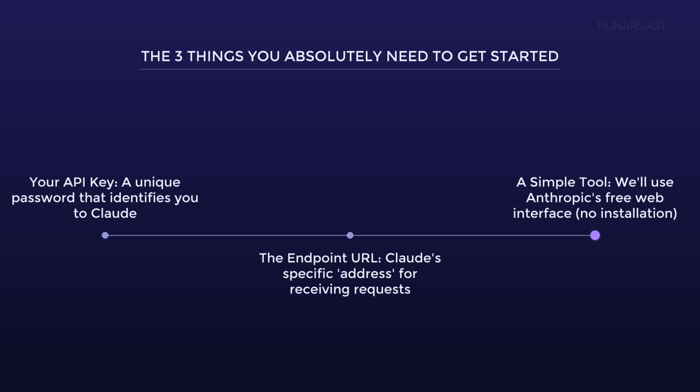Next is your message, the actual content of your request. This is the question or instruction you send. Without a clear and specific prompt, the model can only guess what you need. So, invest time here. The quality of your output directly depends on the clarity of your input.